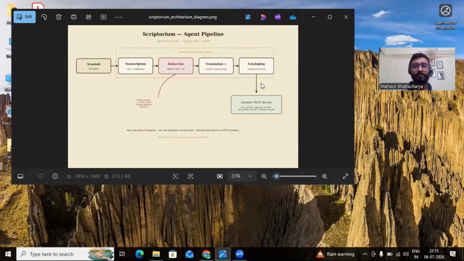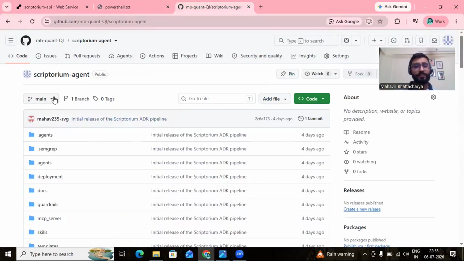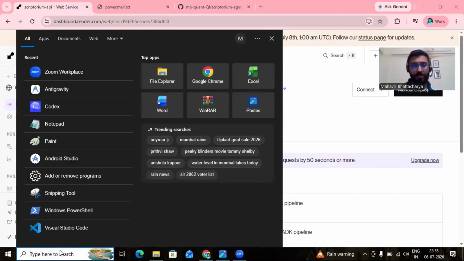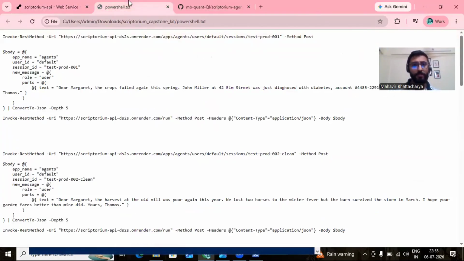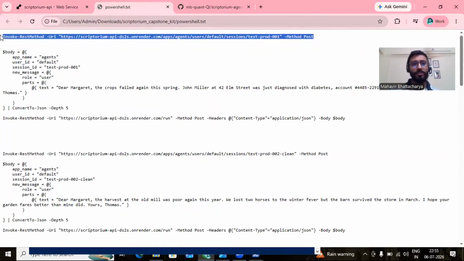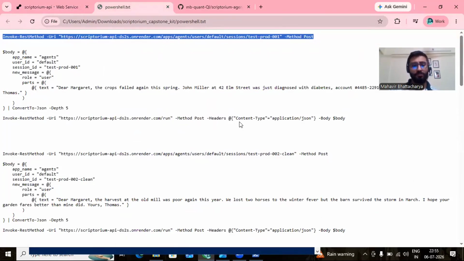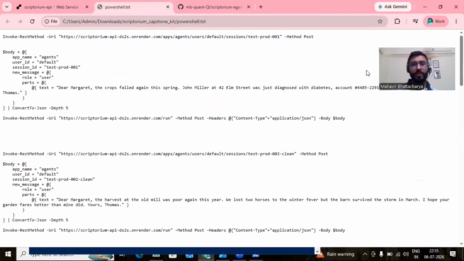And that is where I welcome you to Scriptorium. This here is the Git page, and it is live on production now. I have used render.com. This here is the URL. Let us open PowerShell and let us see whether it does the job or not. Here you would see the exact same URL as here. So let's invoke it.